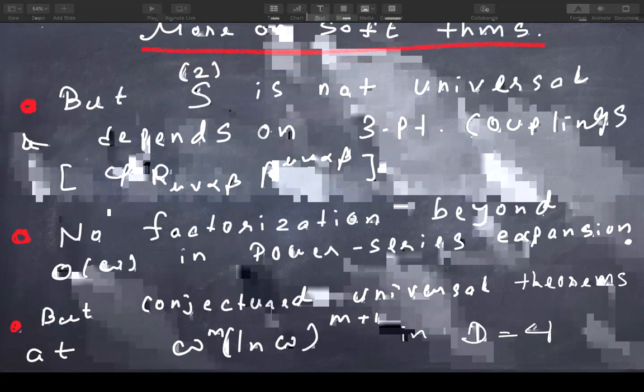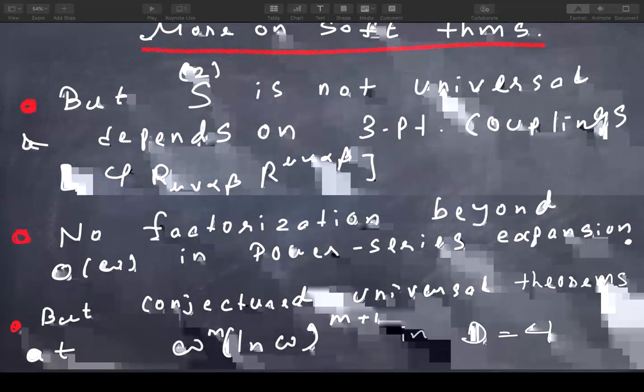So if you add to, say, the Einstein-Hilbert action, a term which is, say, a scalar times Riemann square, then even though the factorization itself holds, in the sense that your amplitude will be S2 times the n-point amplitude, the form of the S2 depends on the 3-point coupling. And then it can be seen that there really exists no factorization as such beyond order omega in this power series expansion. But as we will see later in the talk, there are certain conjectured universal soft theorems, remarkably in 4 dimensions, which are at different orders in log omega, like at order omega to the m, log omega to the m plus 1.